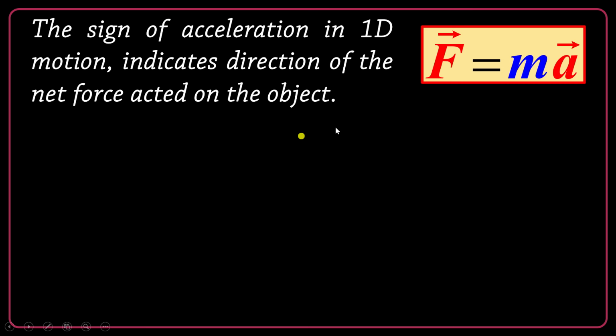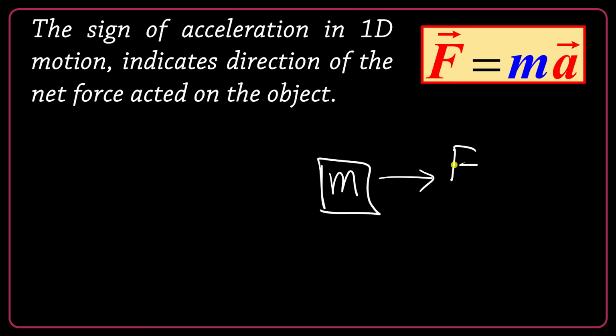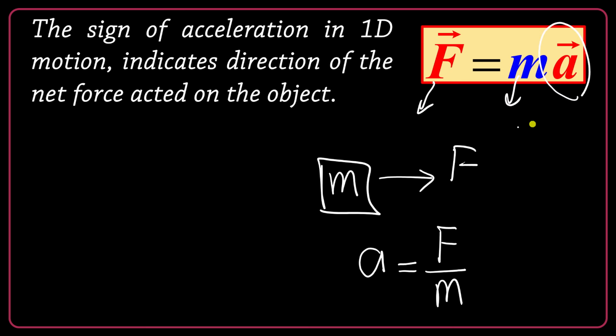Look at this. The sign of acceleration in one-dimensional motion indicates the direction of net force acting on the object. You may know about Newton's second law of motion. We know that if we have a mass of m and it is acted on by a net force of F, the acceleration of this object is going to be force divided by mass. So F equals ma. F is the net force acting on the object, m is the mass of the object, and a is acceleration.